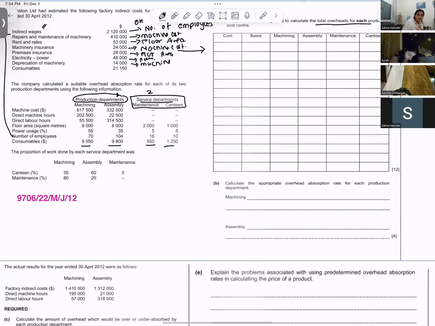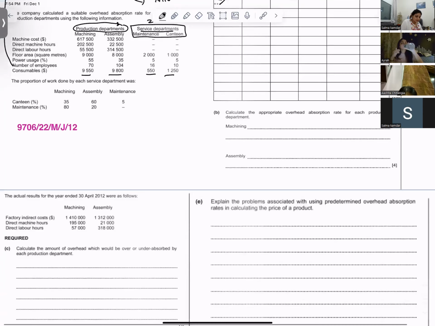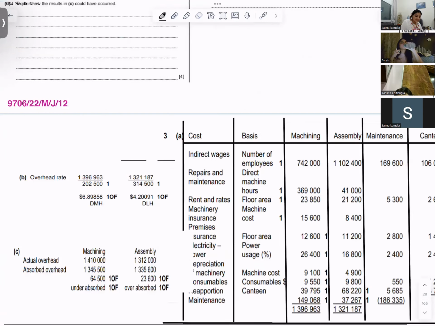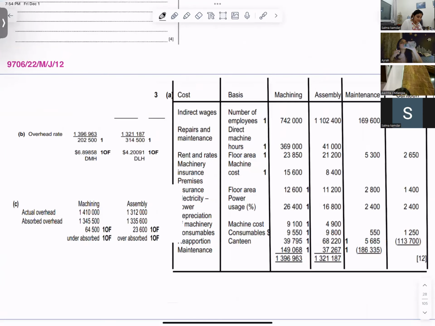So can you tell me for consumables, is it apportionment or allocation? Allocation. So now what do you have to do? You have to do apportionment and allocation of these expenses over here. This is the first level of apportionment and allocation. So you will use this and do your allocation.